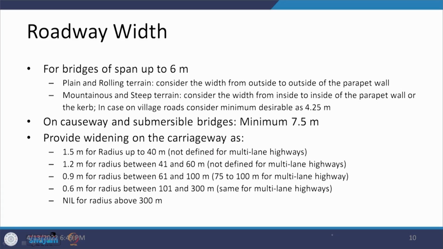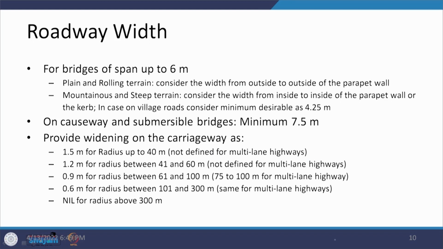And in case of the village roads, the minimum desirable, as we have talked previously, for a single lane is 4.25 meters, that has to be there. When we talk about the causeways and the submersible bridges, then in that case the minimum of 7.5 meters should be provided. So, that is another case here.